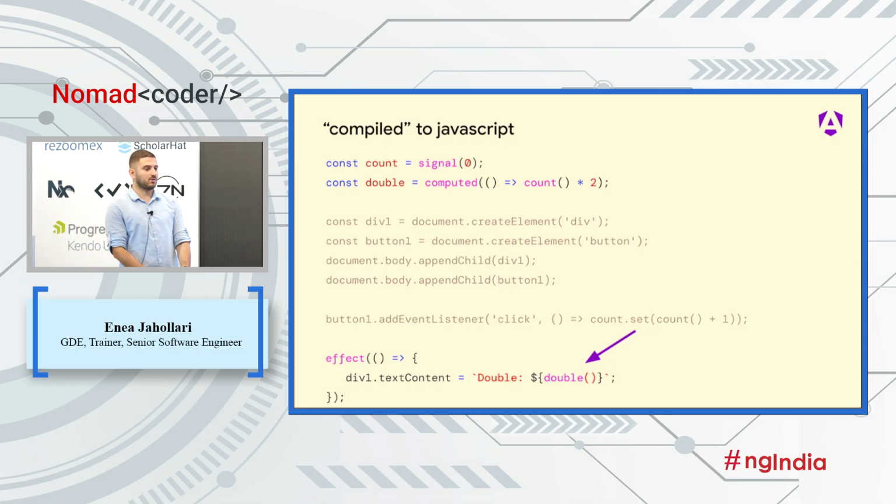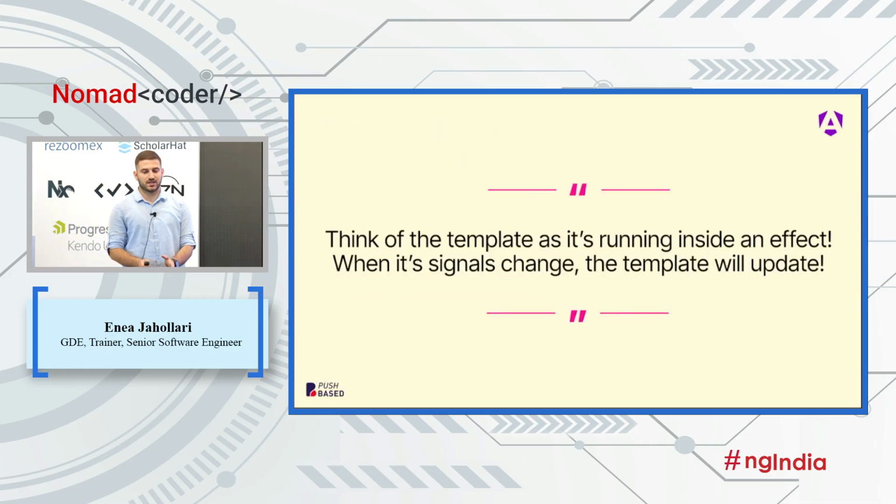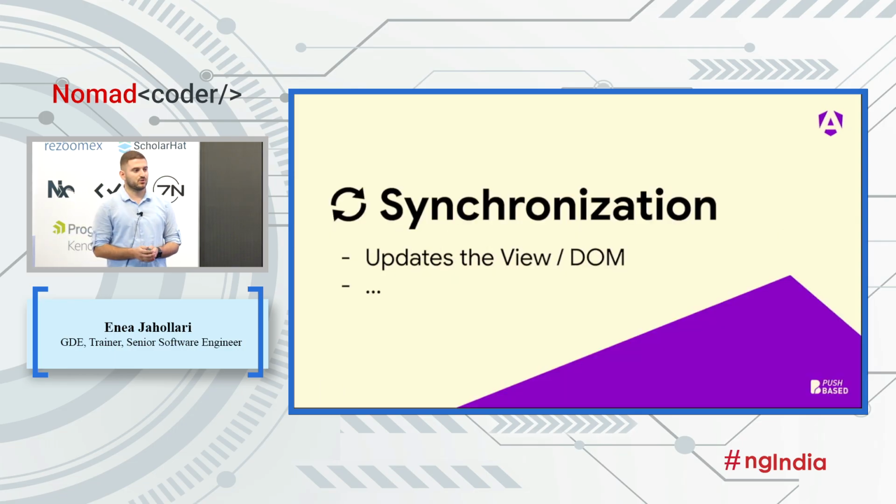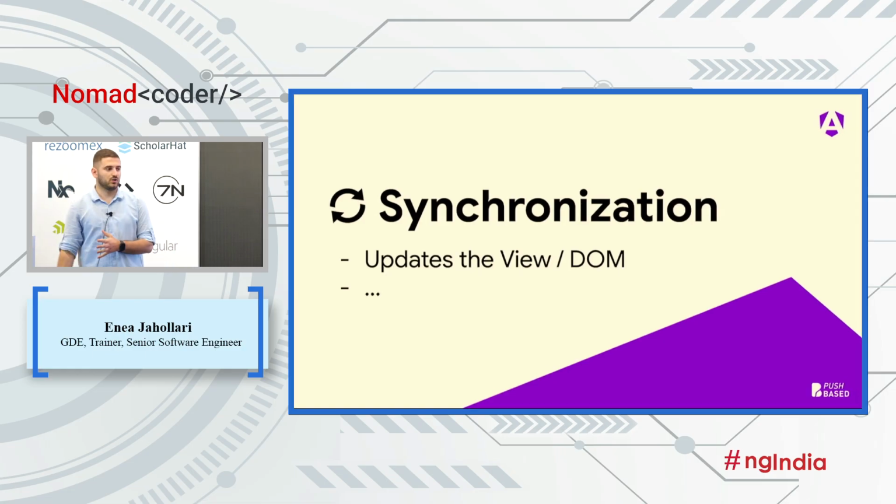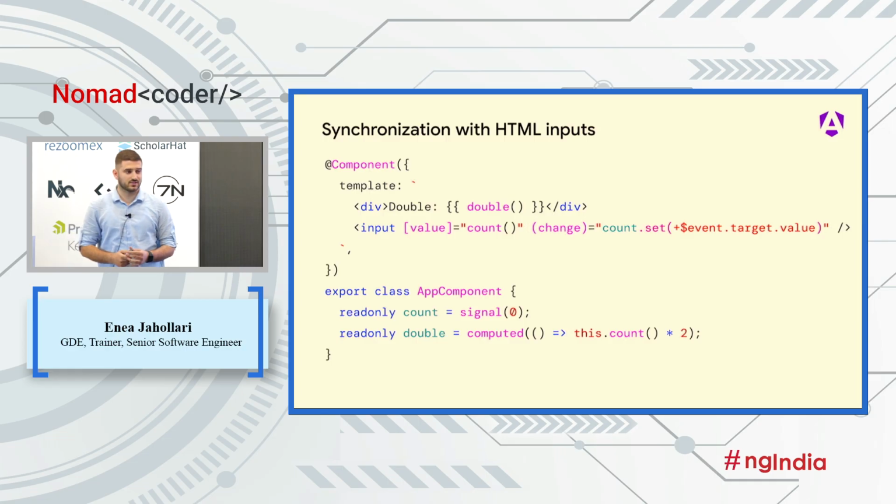This means that every time our signals change, our DOM will get updated, like a normal update on the DOM, nothing else. So think of the template as running inside an effect. When its signals change, the template will update. And that's why I think this is one of the most powerful things Angular has done since forever. So basically with synchronization, we have updates that update our view or DOM. But what's the other thing?